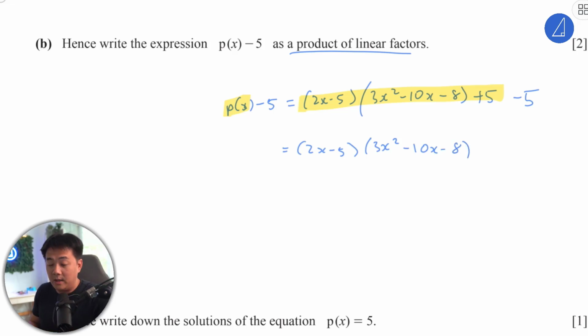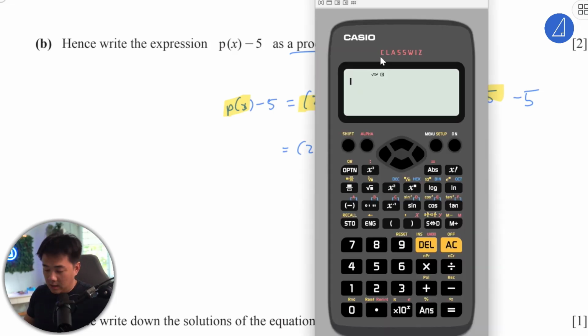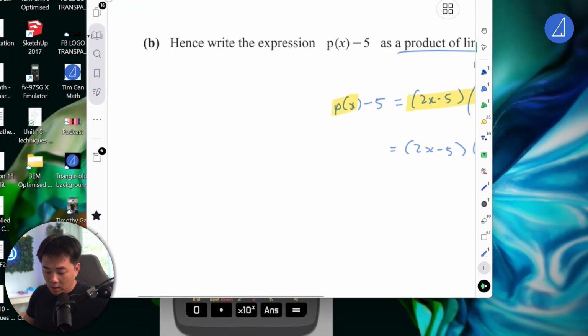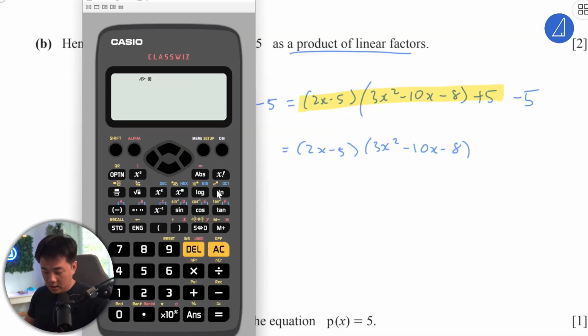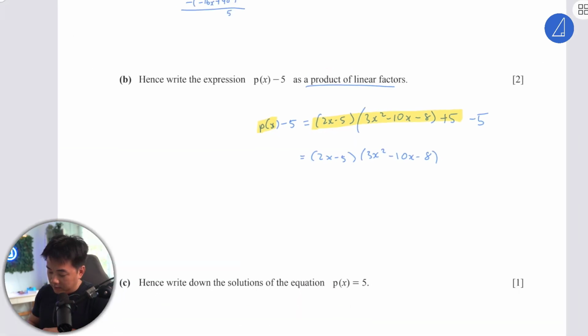So we could just factorize this, alright? Although they say we could not use a calculator, we could check using a calculator. So just key in the calculator, we'll see what we get, alright? Okay, we just factorize the 3x squared. So go to equation, then go to polynomial, then degree of 2, put 3, minus 10 and minus 8. Then solve it, then we get 4 and the other root. This is 3x plus 2.